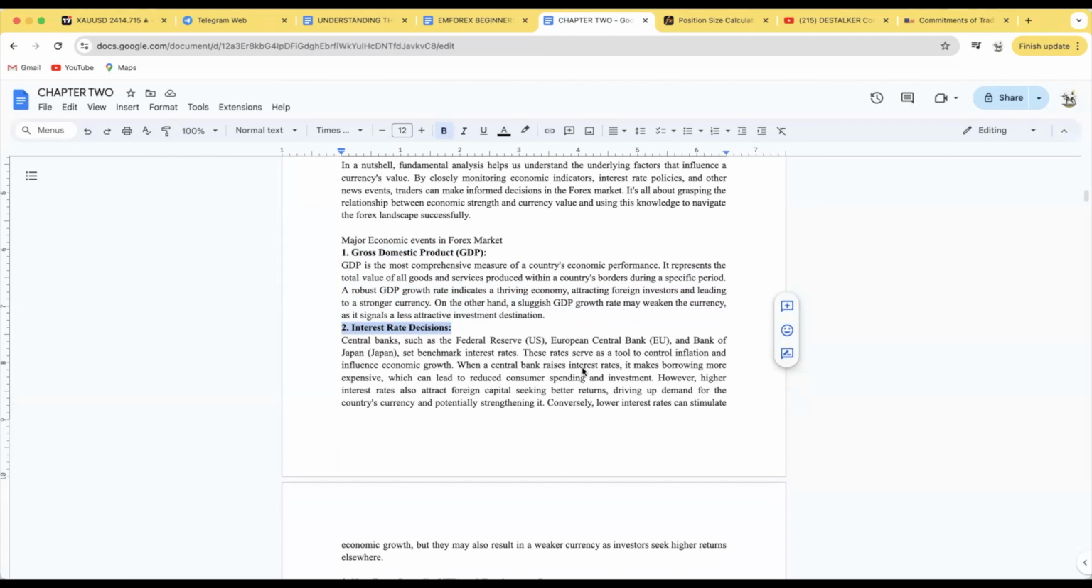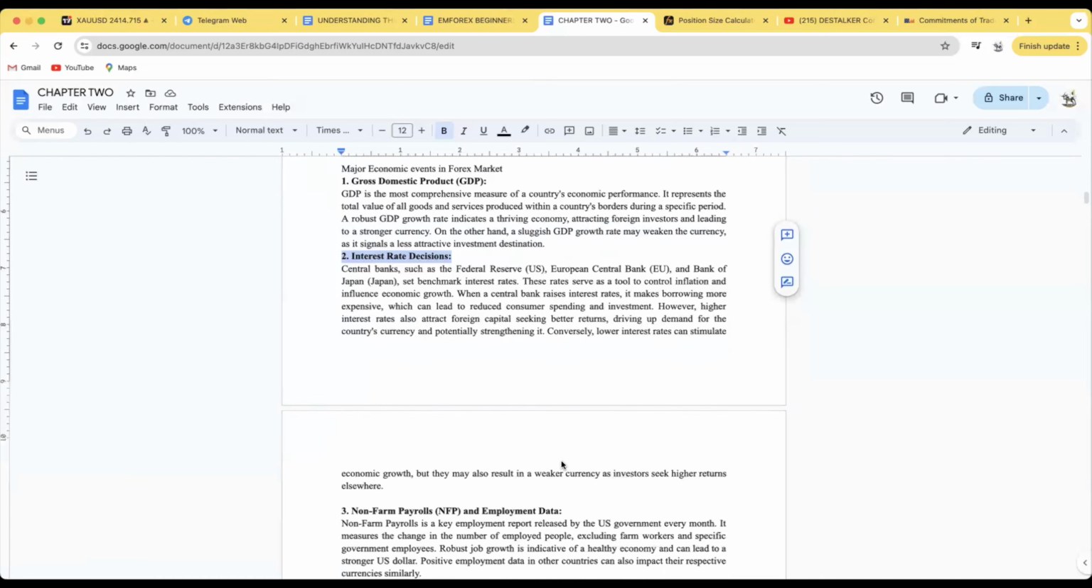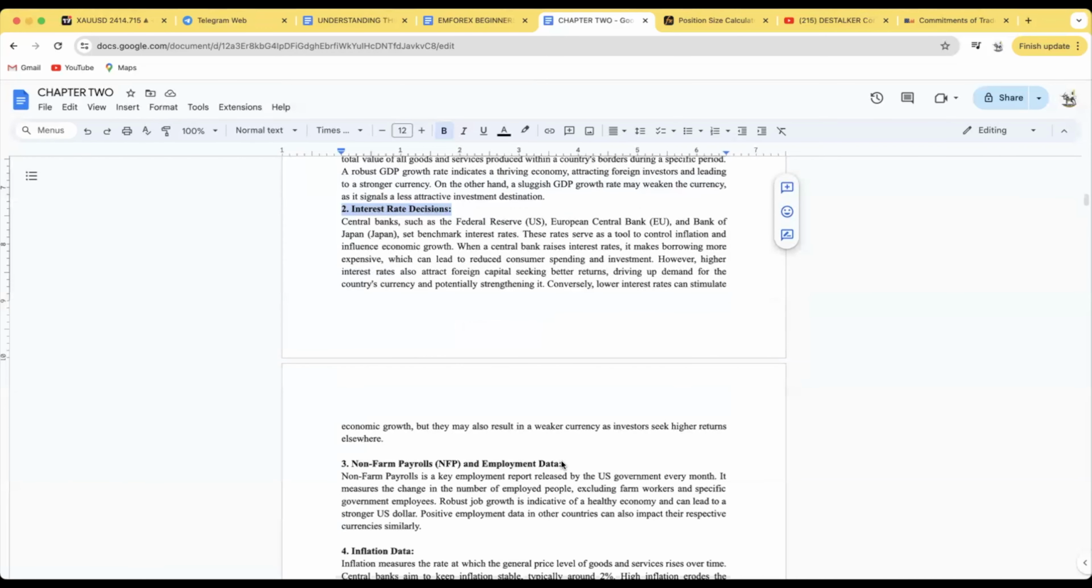When a central bank raises interest rates, it makes borrowing more expensive, which can lead to reduced consumer spending and investment. However, a high interest rate also attracts foreign capital seeking better returns, driving up the demand for a country's currency and potentially strengthening it. So there are basic things a country needs to do, and these basic things will contribute towards the demand of a particular country.